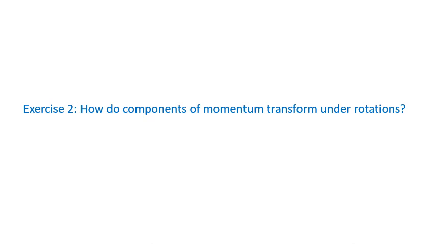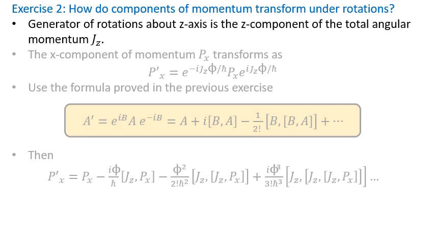Exercise 2. How do components of the momentum operator transform under rotations? We will simplify the problem and instead of the general case, we consider how the x component of momentum transforms under rotations about the z-axis. We know that the generator of these rotations is the total angular momentum component Jz.